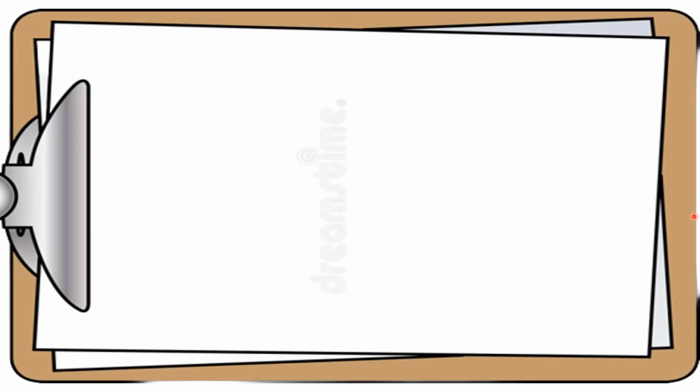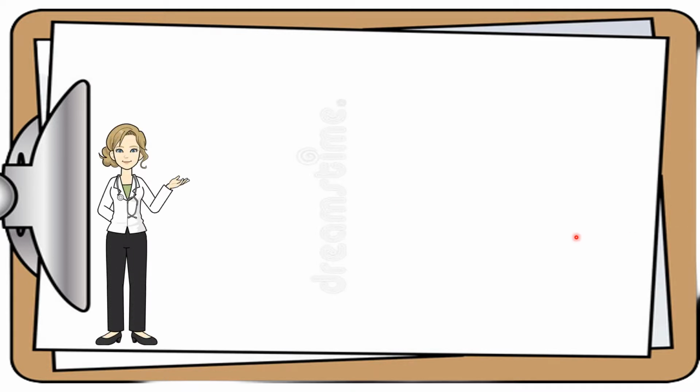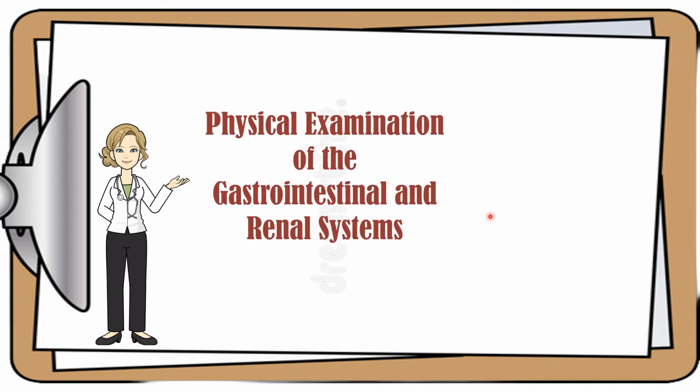Alright, so this week our topic is about the physical examination of the gastrointestinal and renal systems. This is the very first topic for this week, and there's one more topic about the physical examination of the reproductive system. So again, this first topic is divided into two parts. This is the first part, on the gastrointestinal and renal system.